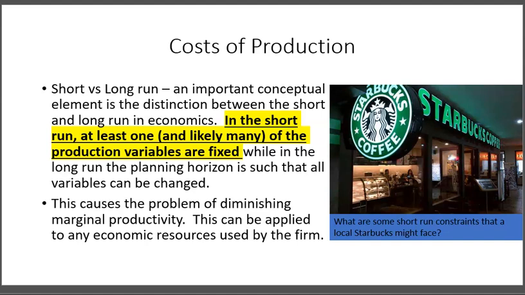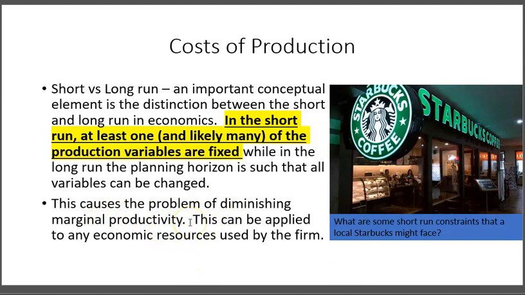limited by a few things. They're going to be limited by their counter space. They're going to be limited by the number of registers that they have. They're going to be limited by the amount of raw materials that they have to make product. They're going to be limited by the capital, which is, of course, like the espresso makers. Because they have these constraints in the short run, they run into a problem called diminishing marginal productivity.